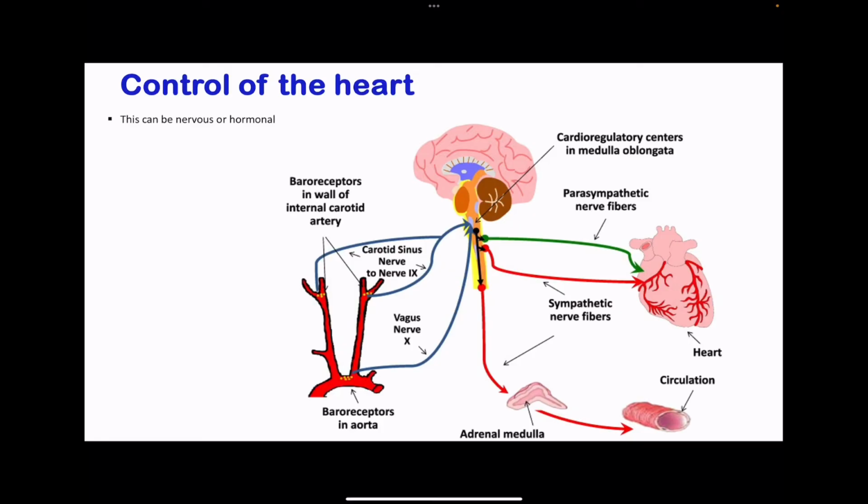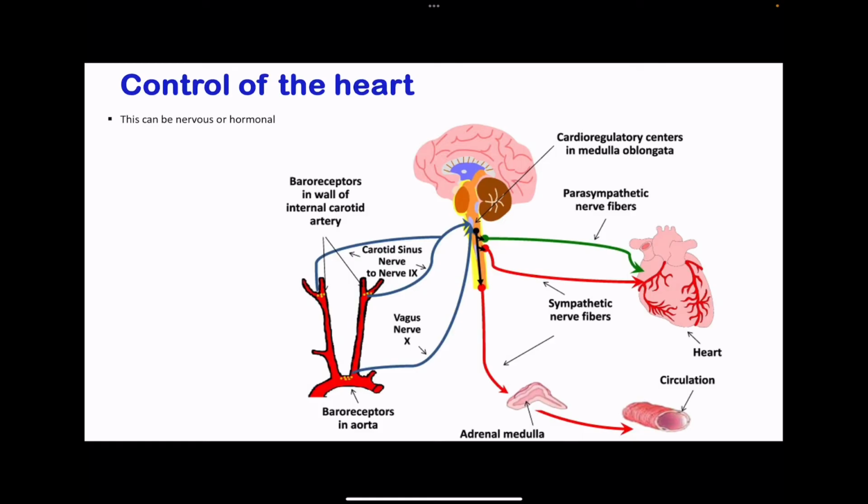We also have baroreceptors, mechanoreceptors, and chemoreceptors. For baroreceptors, these are found in the carotid arteries as well as the neck of the aorta. They are sensitive to pressure changes, and at rest, they send a steady stream of signals to the cardiovascular control center through the sensory neuron.